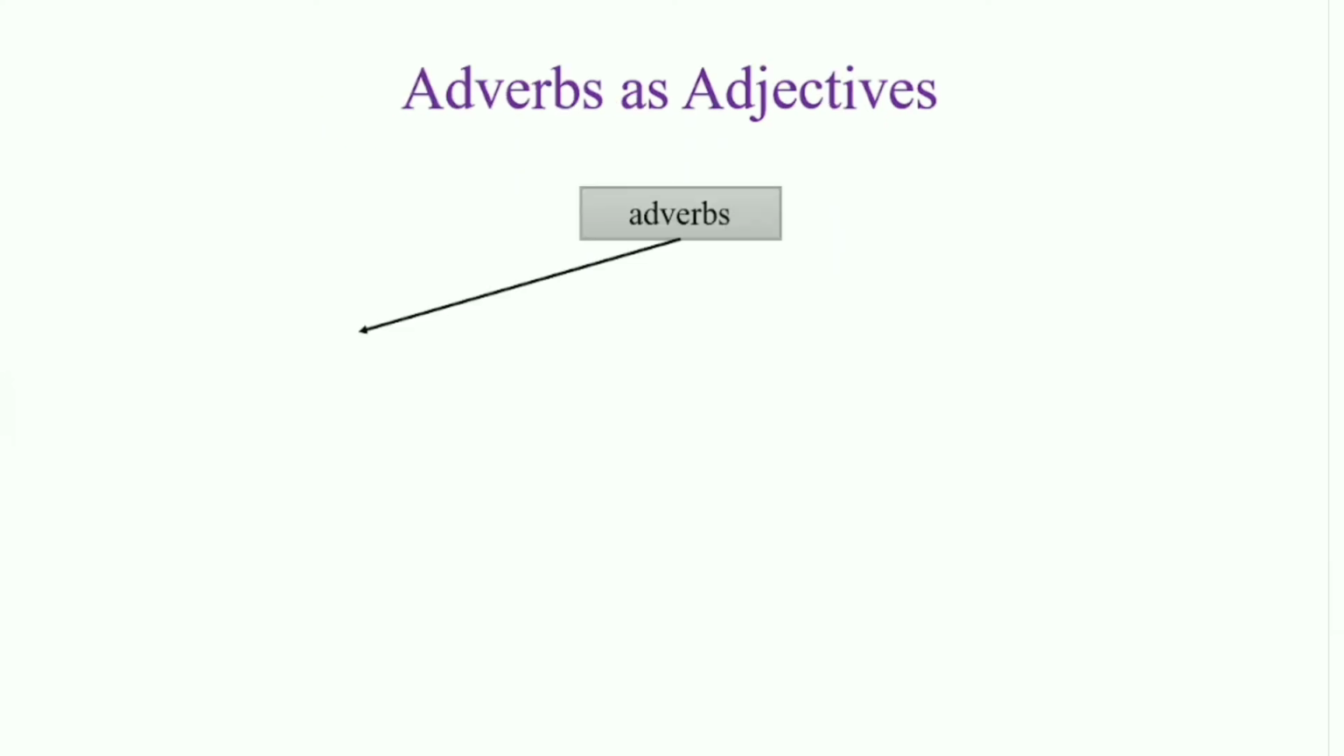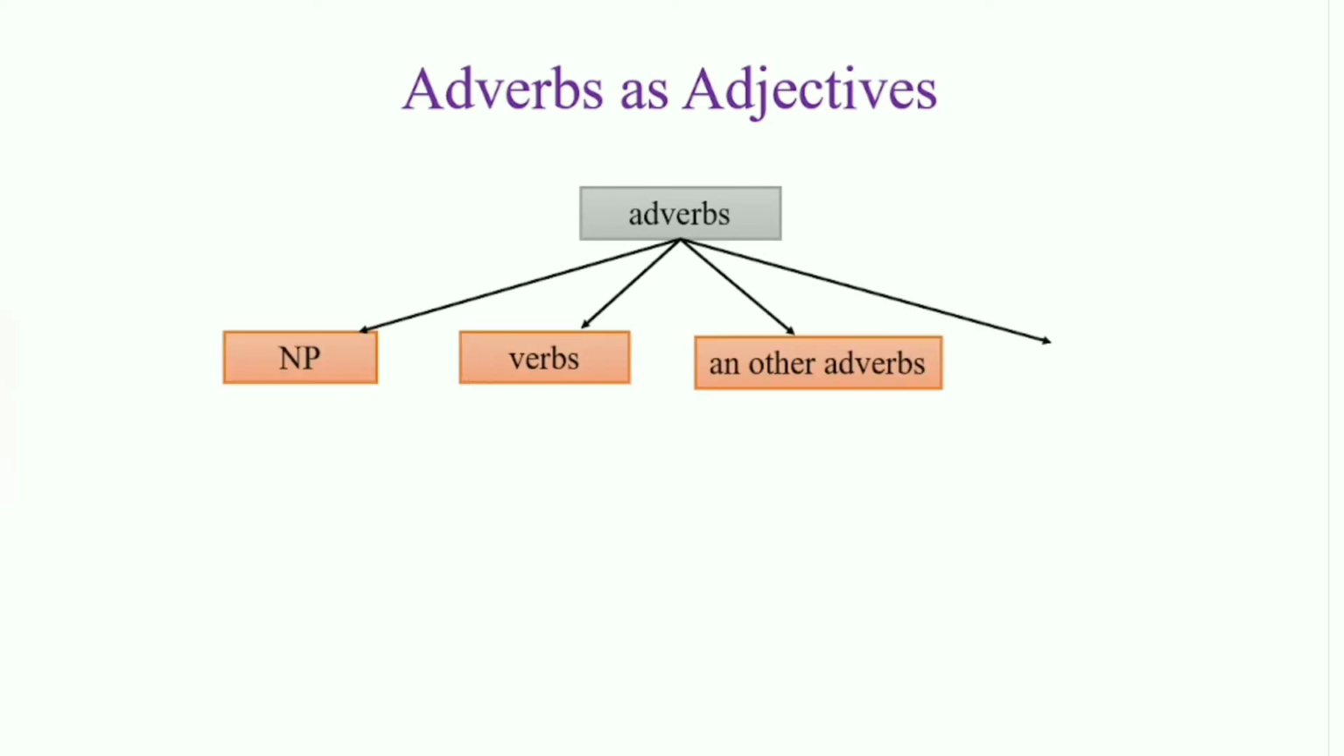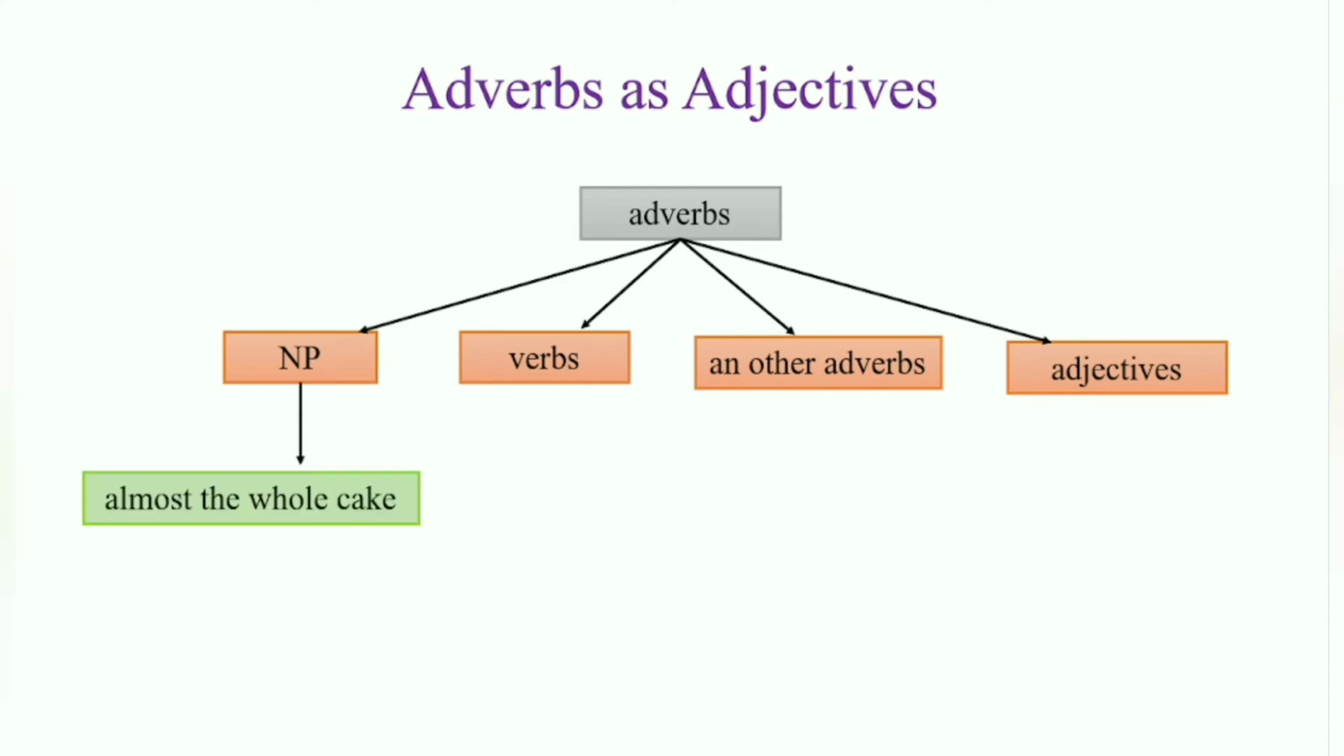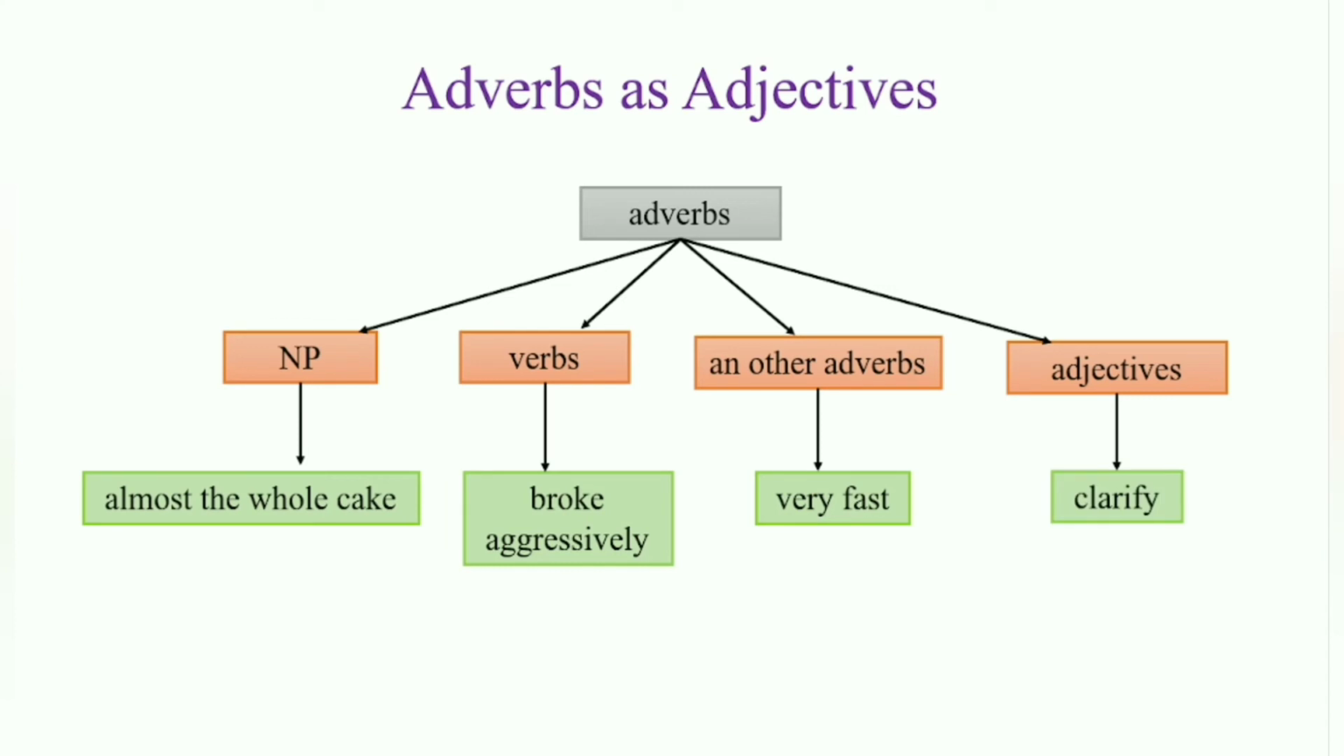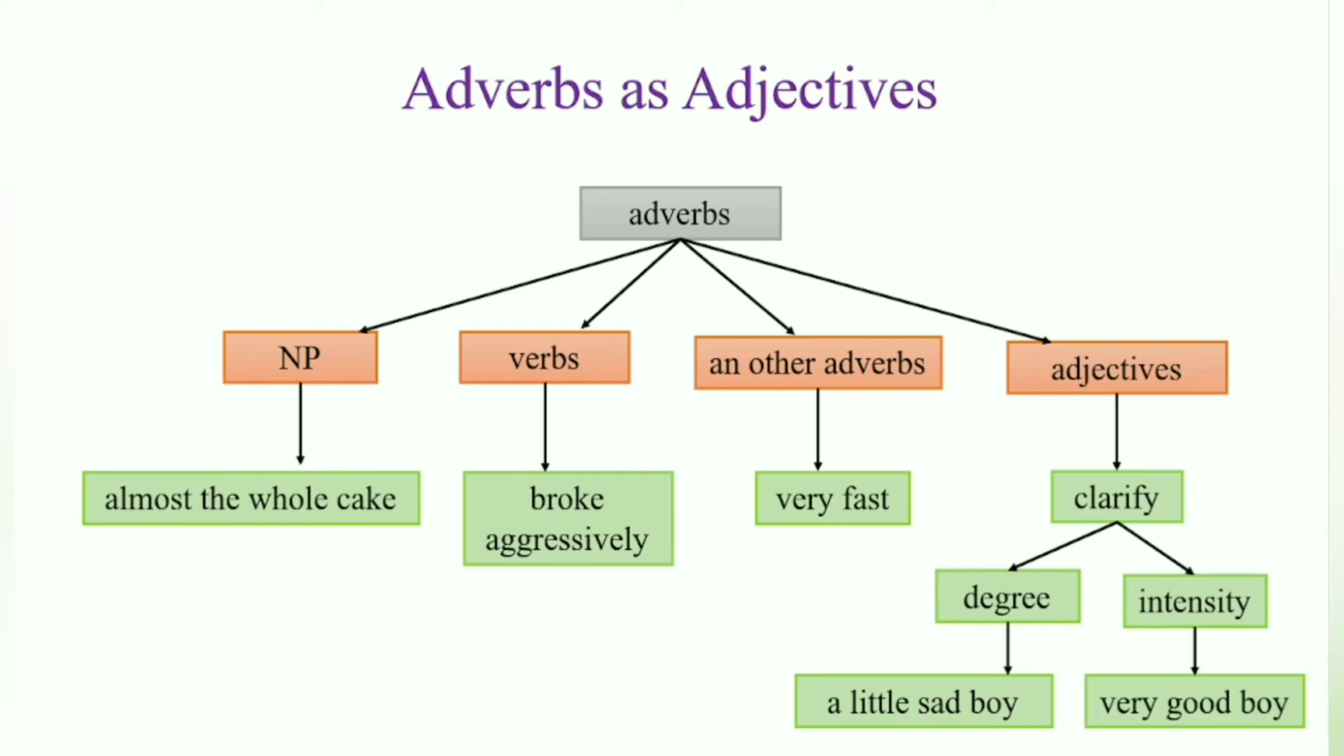Adverbs can also modify verbs, adjectives, noun phrases, or another adverb. For instance, NP: almost the whole cake; verbs: broken aggressively; another adverb: very fast; adjectives: clarify the degree or intensity, a little sad boy or very good boy.